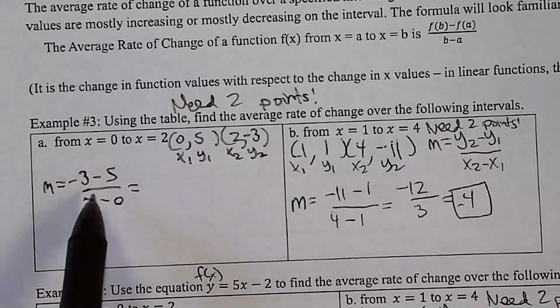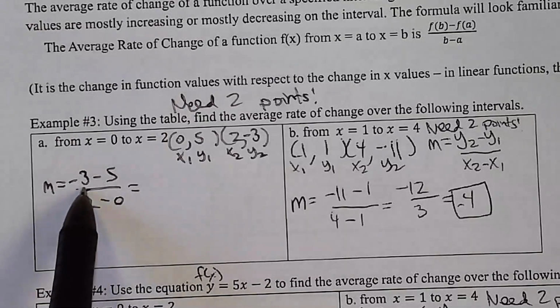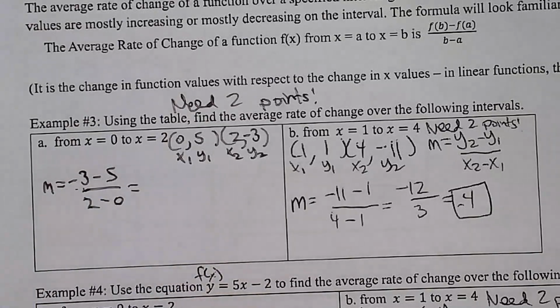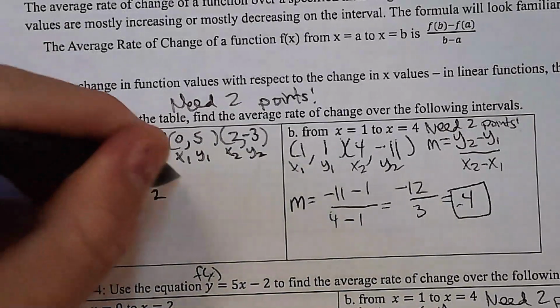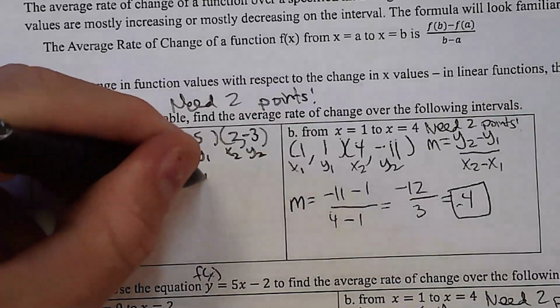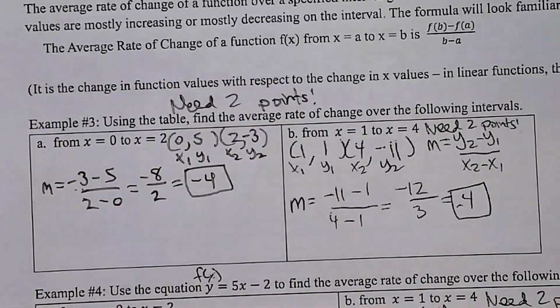You could use your calculator here, or I could help you. You're down $3 and you lose $5 more. So now what are you down? And then 2 minus 0, 2. Negative 8 divided by 2 is negative 4. Okay. And that is a negative slope, negative rate of change.